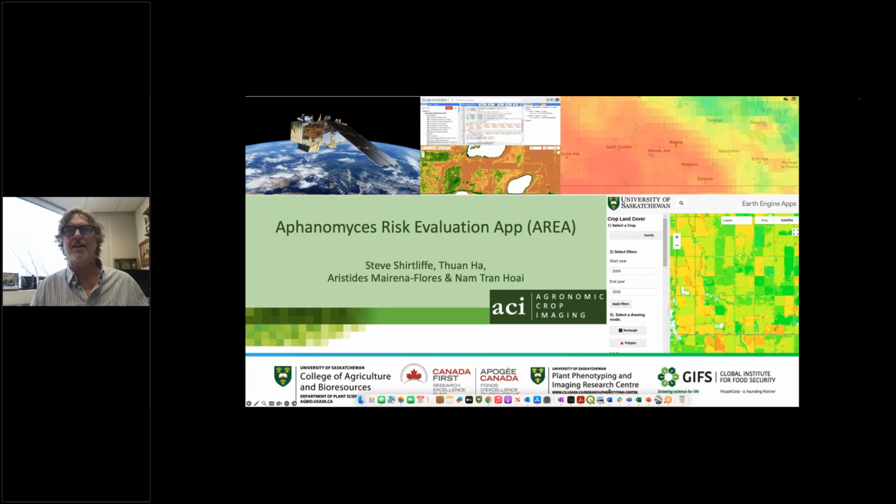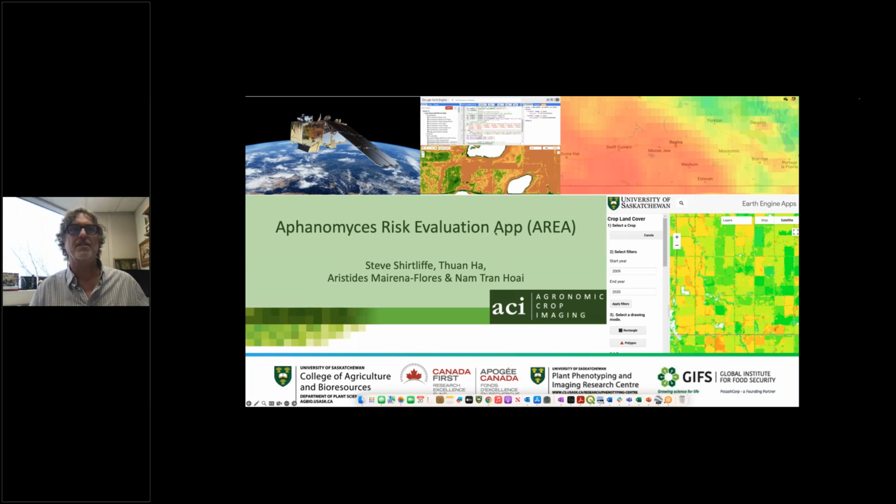So let's get going. Maybe first you can see some satellite imagery here. These look like blobs, but they are fields. This is showing crop type, which we'll get into. This is showing temperature and precipitation for different polygons, and a measure of that. What does that have to do with the Aphanomyces? Well, that's what you're going to find out today.